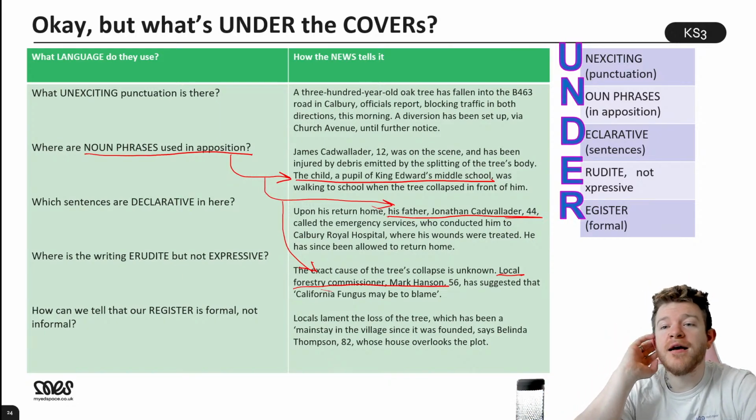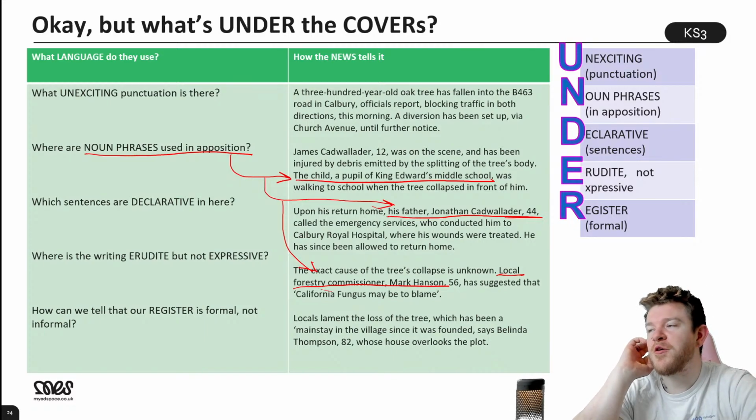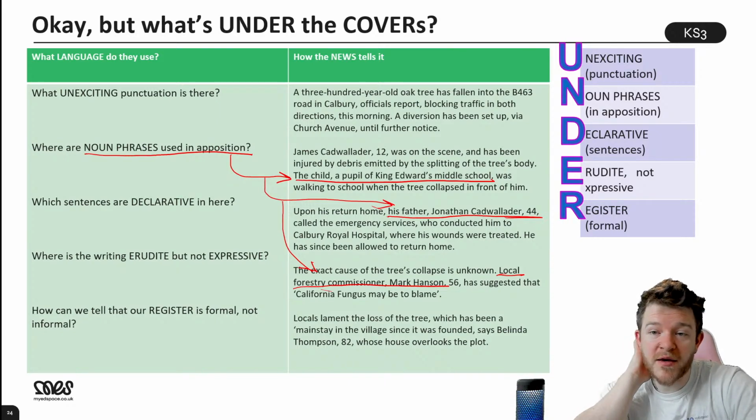By the way, somebody spotted a spelling mistake in the acrostic poem. It's supposed to be because they both start with E, so erudite, not expressive. But you're right, it can be a bit confusing.